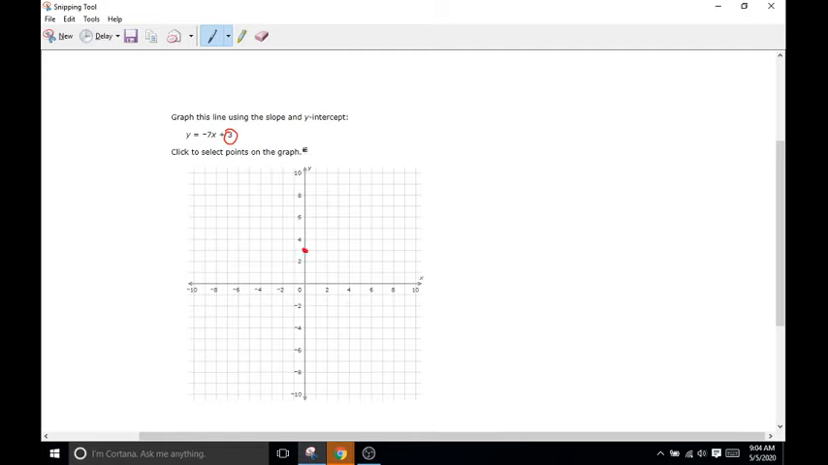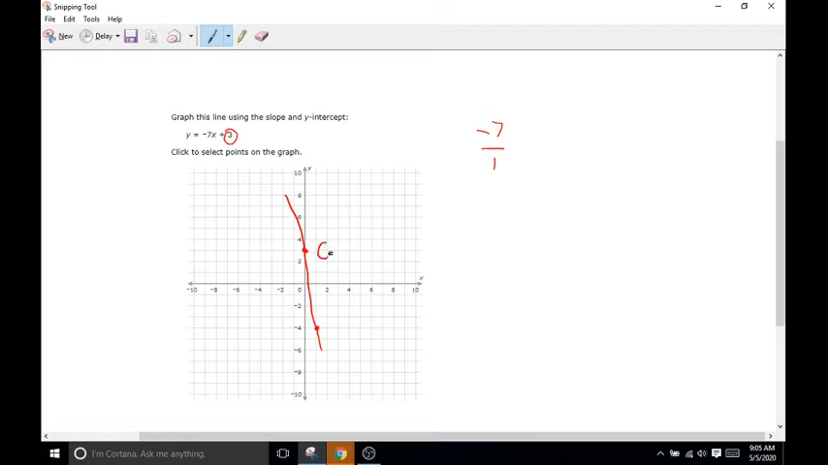Now we have negative 7 as our slope, which is really negative 7 over 1. So we're going to go down 7 and then over positive 1. So 1, 2, 3, 4, 5, 6, 7. And then over positive 1, so really it's right there. Let me erase that first point. There. And just like that, the line is going to go through those two.